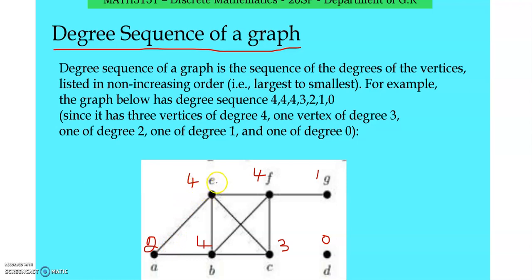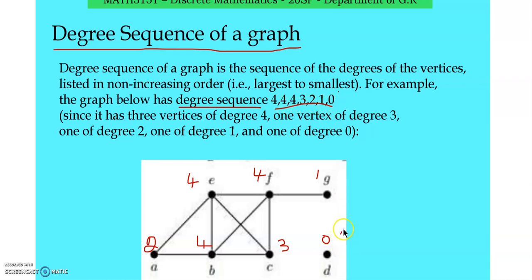Now, what is the degree of E? 4. Degree of F? 4. Degree of G? 1. Degree of D? 0. Degree of C? 3. Degree of B? 4. Degree of A? 2. Now, we have to write the degrees from largest to smallest. For example, 4, 4, 4, 3, 2, 1, 0. That is the order. That is the sequence. That is the degree sequence.